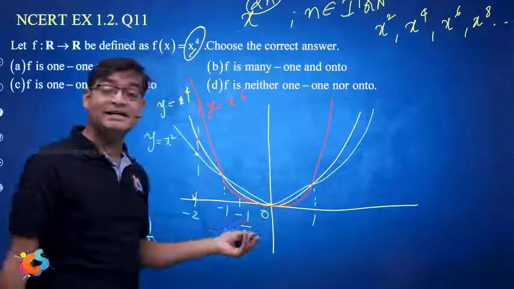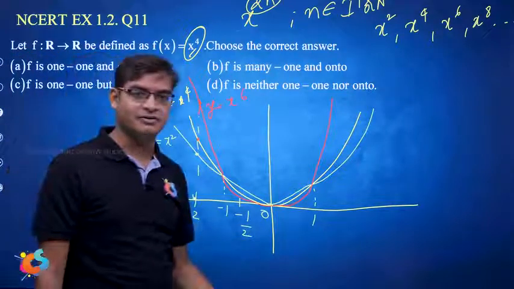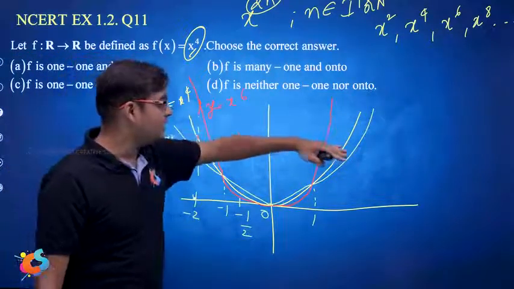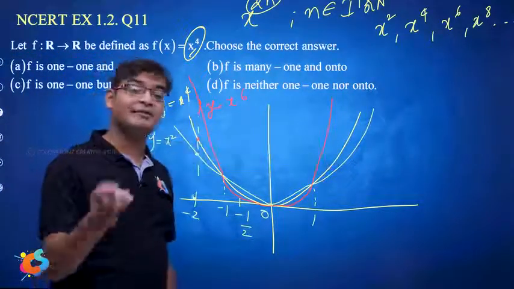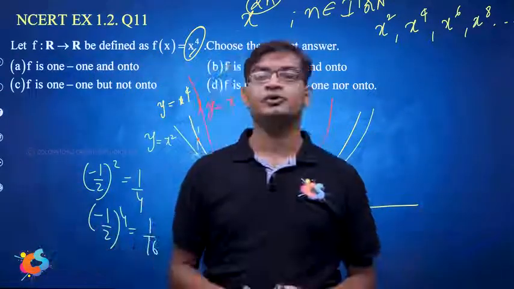So what are we interested in? This will never give negative y values. So therefore this is not onto. That's all. And if you can clearly see, there are horizontal lines which cut the graph more than once. So therefore this is not 1, 1. So graphically also you can do it.